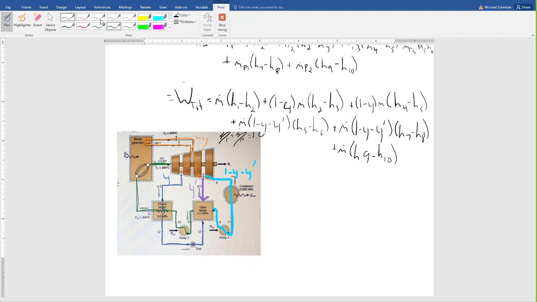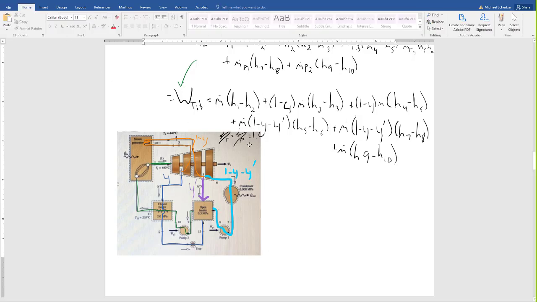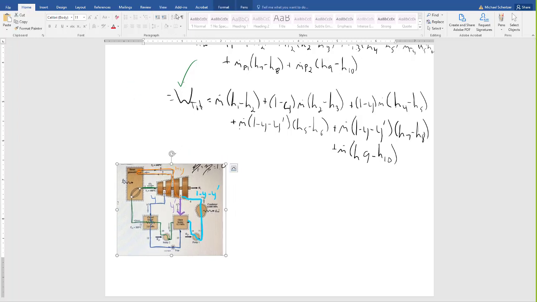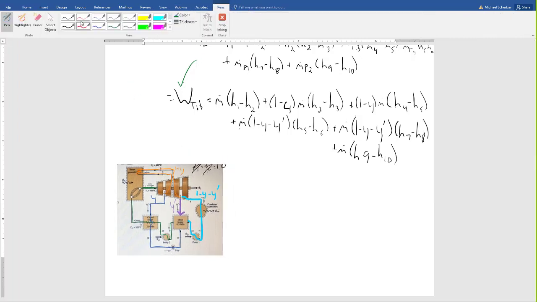Right, the good news is we have a number for this. So we were told the value of this. That's good. Now get ready for the bad news. We don't know the total mass flow rate. That's one of the things we're supposed to find. So I don't know m dot. All right, that's too bad because that's in all of my terms. I don't know y. I don't know y prime.